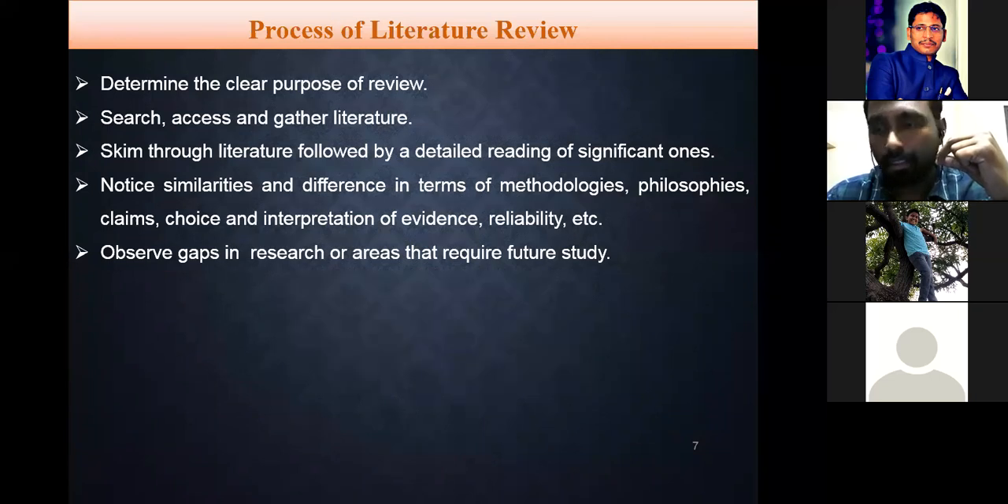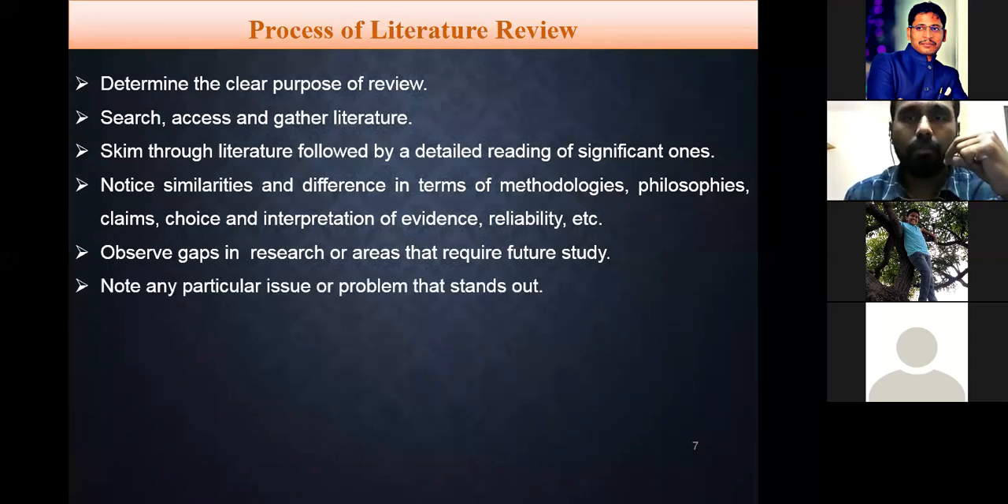This is the challenging task. This kind of research is at its peak; everybody is trying to find a solution for this. Okay. So you can find some research gap, in the areas that are required for future study, from the literature survey. So note any particular issue or problem that stands out, because every article will have a future scope of work.